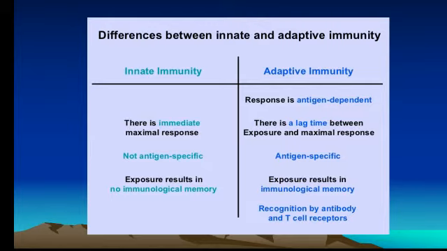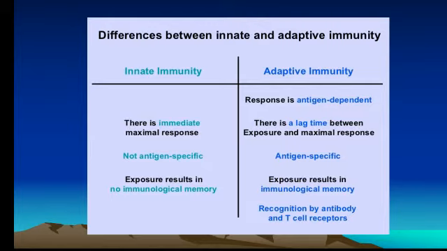Number two, a difference mentioned between the adaptive immunity and the innate immunity is that there is a lag time between exposure and maximal response. This lag time is one week or two weeks for the adaptive immunity, while the innate immunity does not have this lag time. It just starts working right away, whereas the adaptive one works after one or two weeks of invasion.